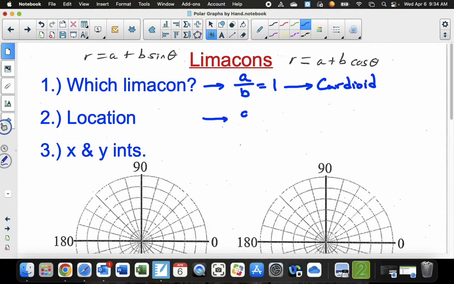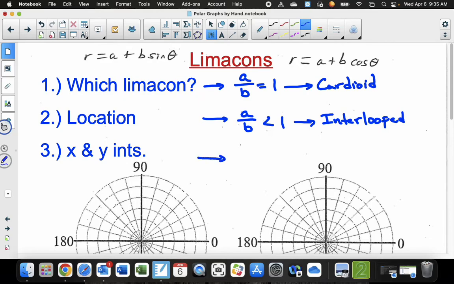If that ratio is less than 1, what do you get? Anybody tell me? When the ratio is less than 1, what is it? That is an inner-looped limacon. That's where you've got the loop. Okay? This one is inner-looped. Quick heads up, too, by the way, about the inner-looped limacons. As they create the loop, they will always cross at the origin. No matter where the location is, when that loop comes and starts, it always crosses at the origin. The loop does. Okay, just as a heads up.